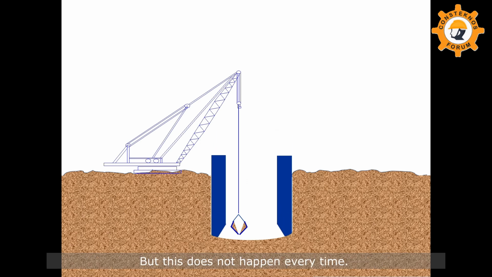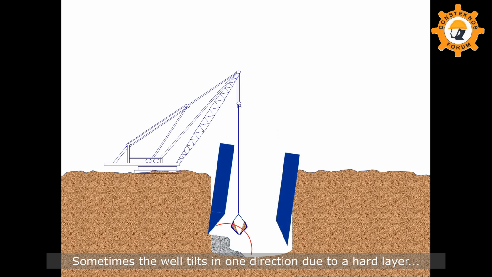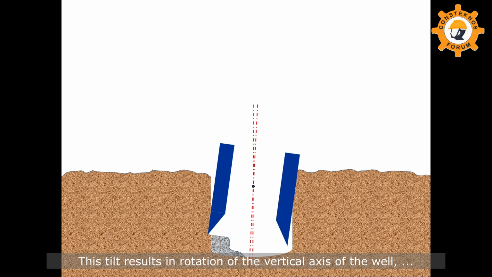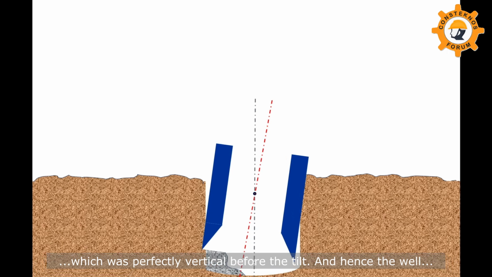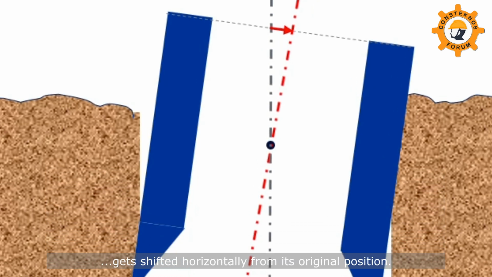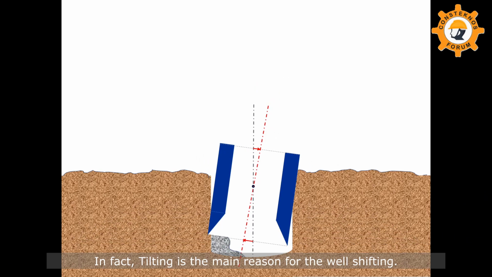But this does not happen every time. Sometimes the well tilts in one direction due to a hard layer or an obstacle coming in the way of the well sinking. This tilt results in rotation of the vertical axis of the well, which was perfectly vertical before the tilt, and hence the well gets shifted horizontally from its original position. In fact, tilting is the main reason for the well shifting. The amount of shift at top and bottom of the well depends upon the location of the rotation point corresponding to which the well is tilted.